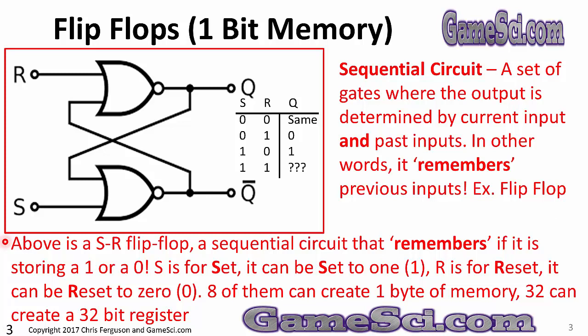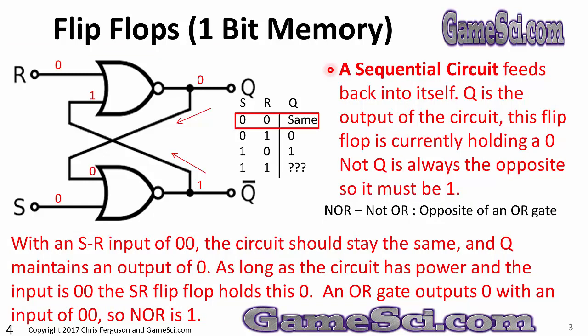Above is an SR flip-flop, a sequential circuit that remembers if it is storing a 1 or a 0. S is for set. It can be set to 1. R is for reset. It can be reset to 0. Eight of them together can create 1 byte of computer memory. 32 flip-flops can create a 32-bit register. A sequential circuit feeds back into itself.